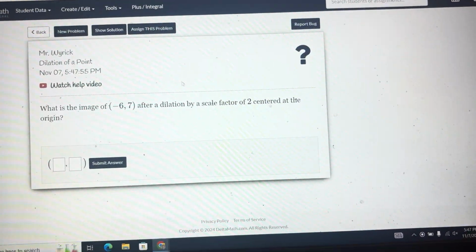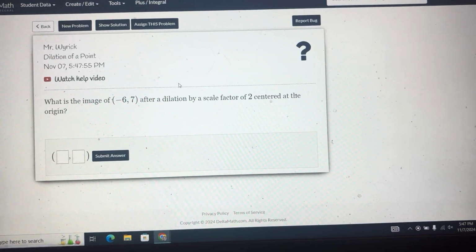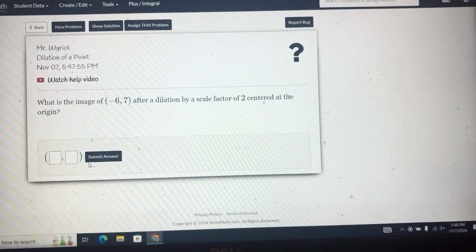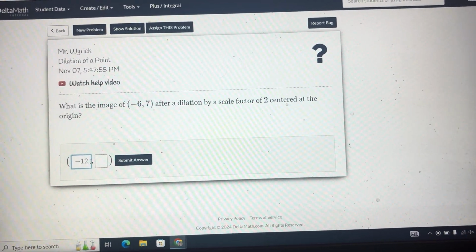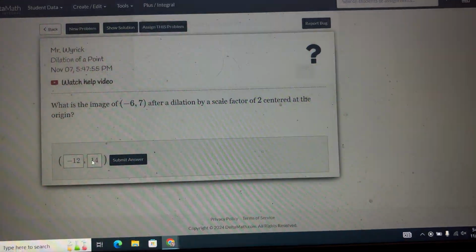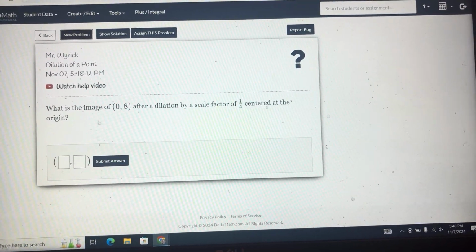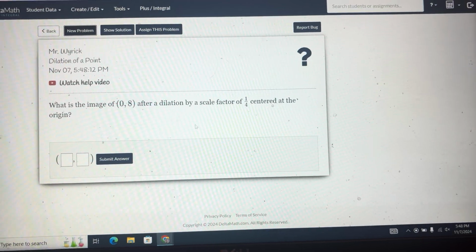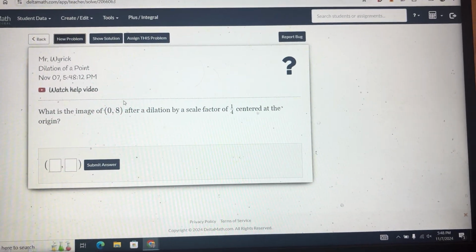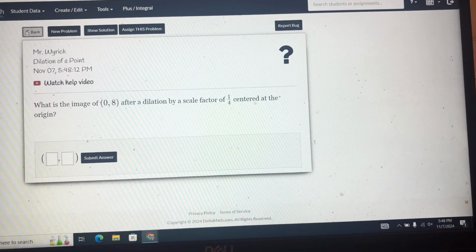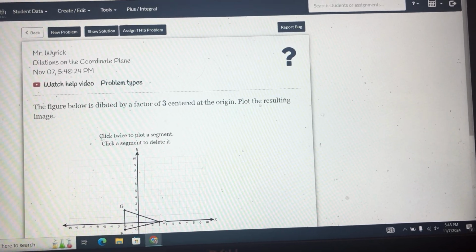Then we have dilation of a point. This one says we're dilating by a scale factor of 2. That means we multiply both of these by 2. -6 times 2 is -12, and 7 times 2 is 14. There we go. So all you have to do on this over and over again is multiply by whatever the scale factor is. You can use the calculator if you really feel like you need it, but most of these you shouldn't.